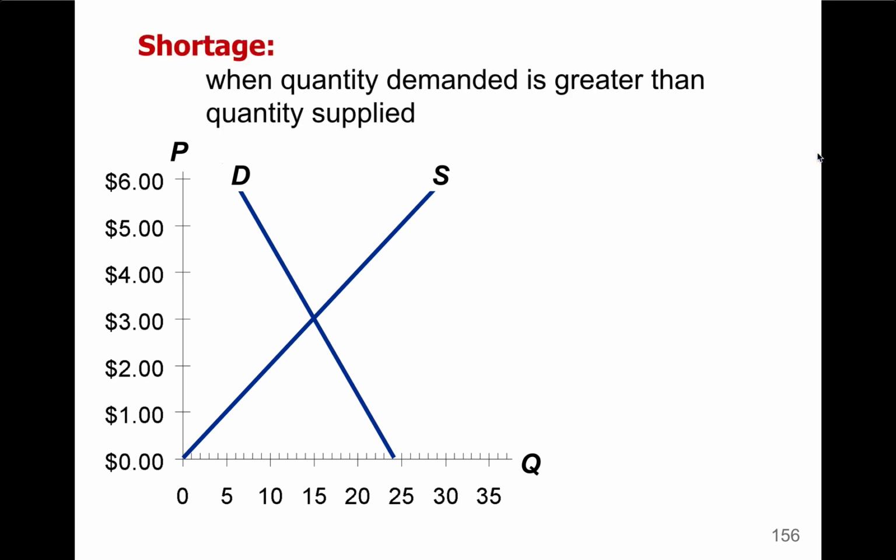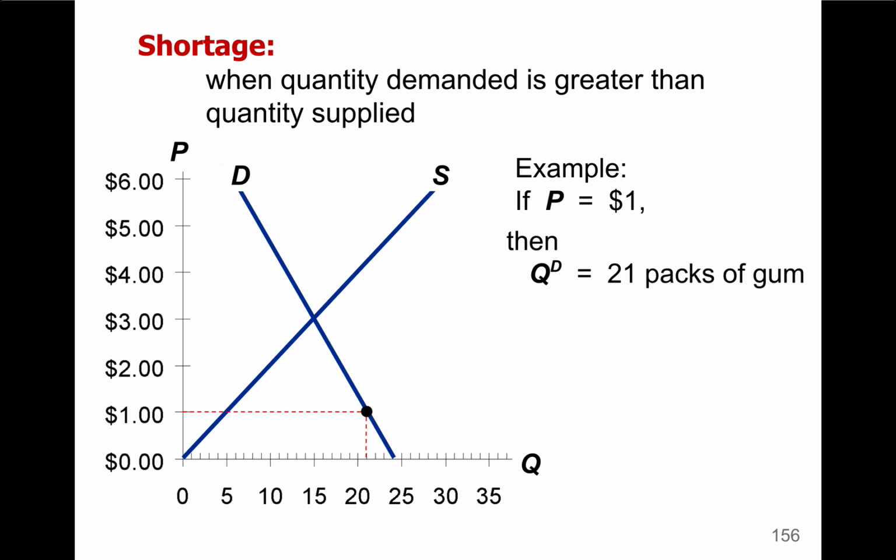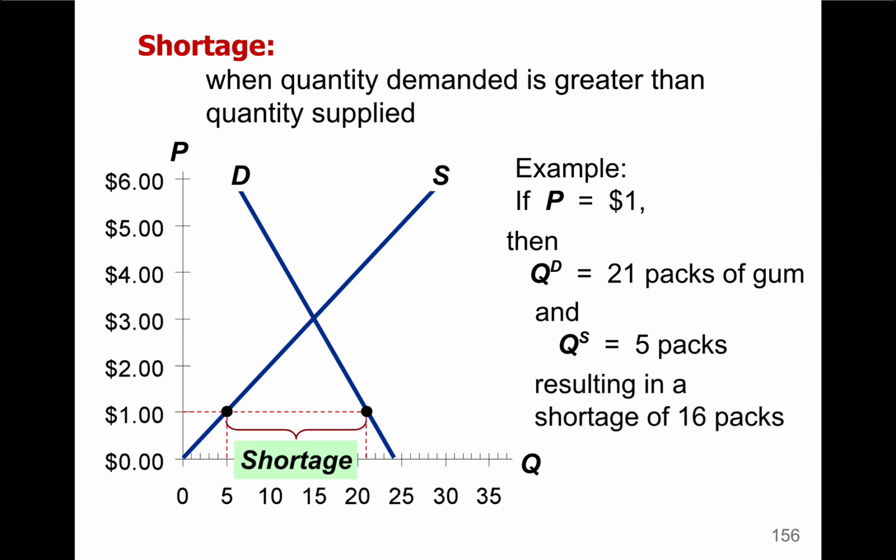Let's look at another example of what a shortage looks like. In this case, we're going to price the product lower than the market equilibrium, and at a market price of $1, the quantity demanded is 21 packs, and the quantity supplied is 5. So that's going to give us, in this case, a shortage, because the quantity demanded is higher than how many they've got. So this is going to result in a shortage of 16 packs of gum.